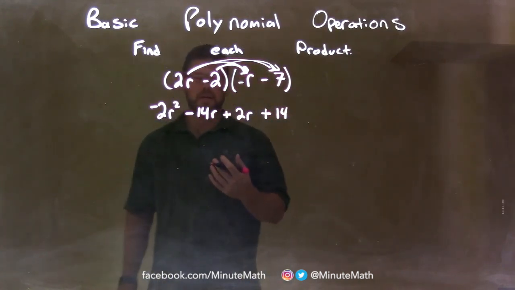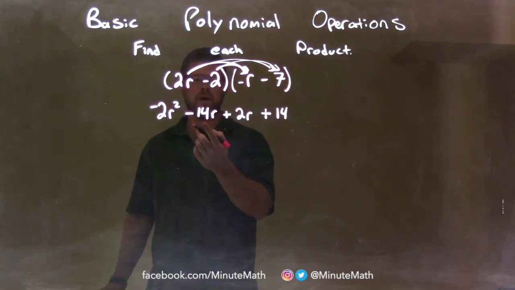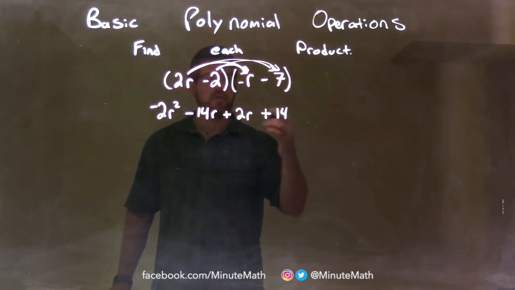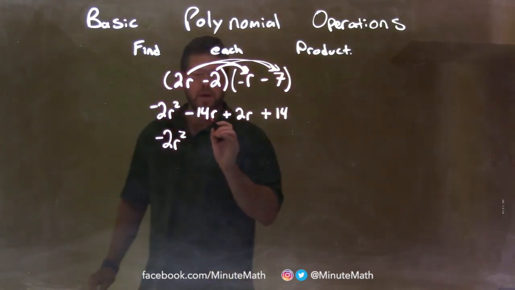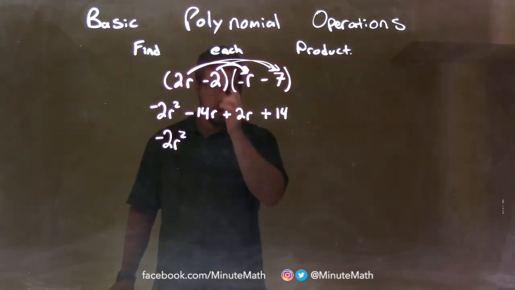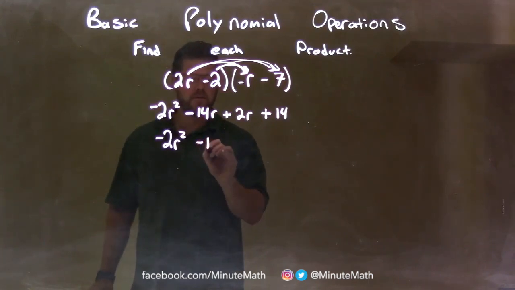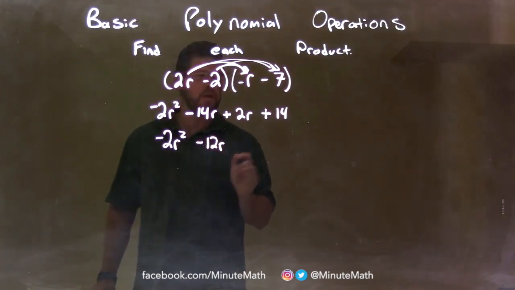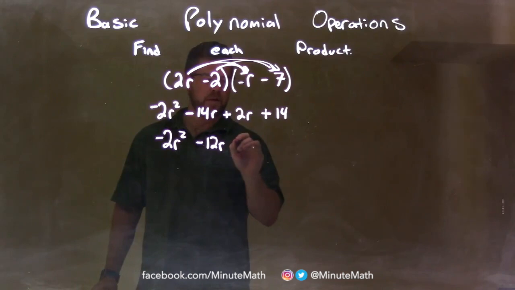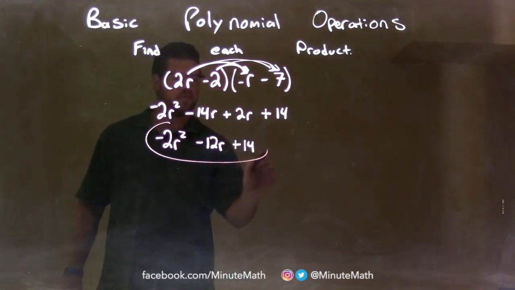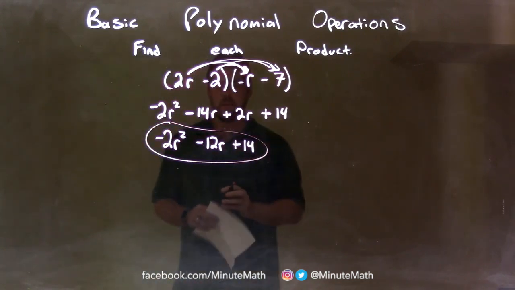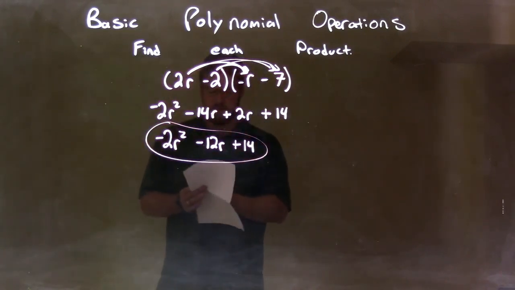Now we have to combine our like terms. The only like terms we see are the minus 14r and the 2r. So let's bring down everything else. Negative 2r squared. Minus 14r plus 2r is a minus 12r. So we have minus 12r right here. Then we have a plus 14 at the end. That comes down. Plus 14. Now we have our final answer. Negative 2r squared minus 12r plus 14.